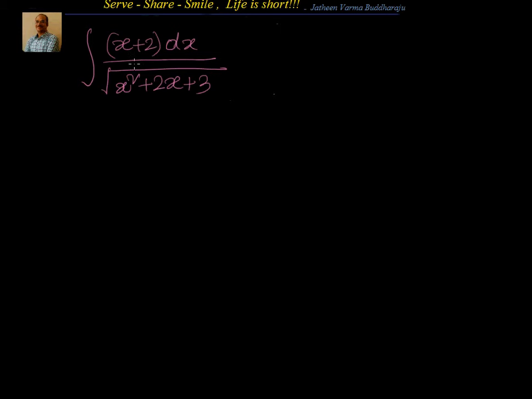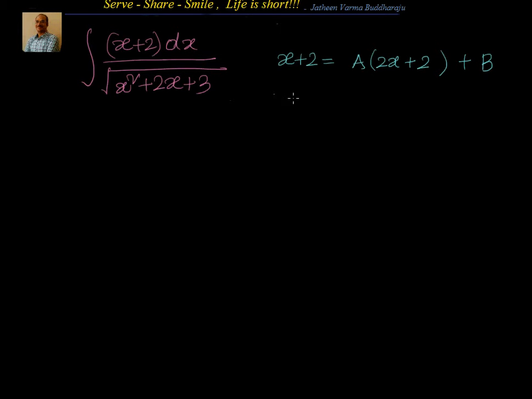We have to find the integral of x plus 2 divided by square root of x square plus 2x plus 3. So we will use the same formula here. The first step is to find the values of A and B. For that, we write the numerator x plus 2 equal to A into the derivative of the function, that's nothing but, x square derivative is 2x and 2x derivative is 2, plus B. We have to find the values of A and B now.